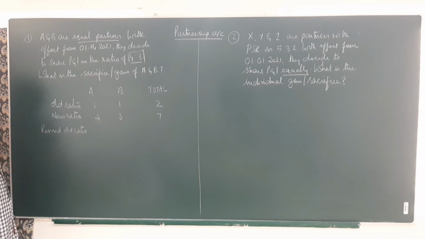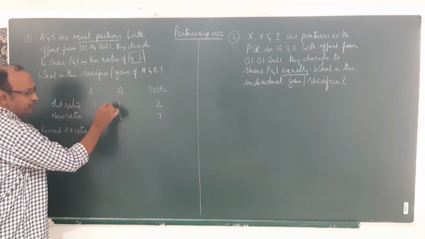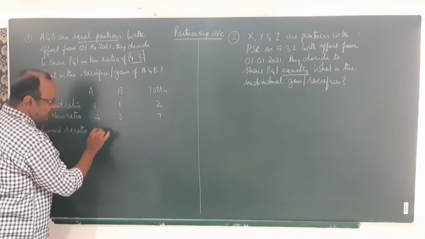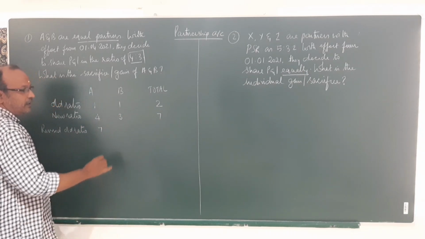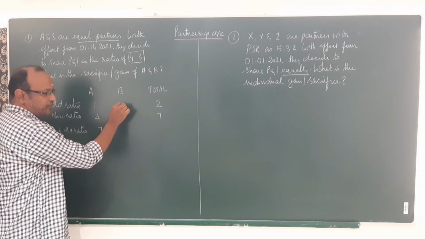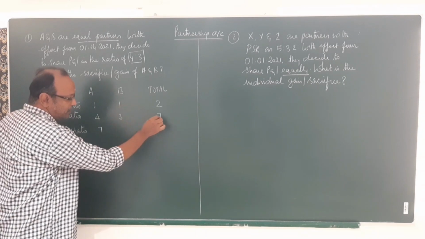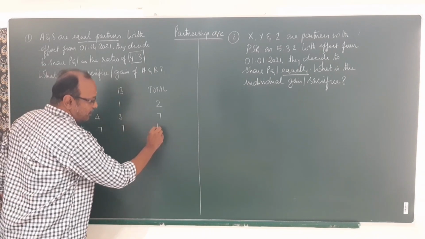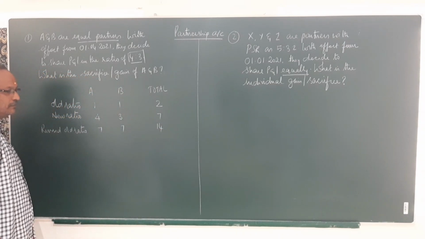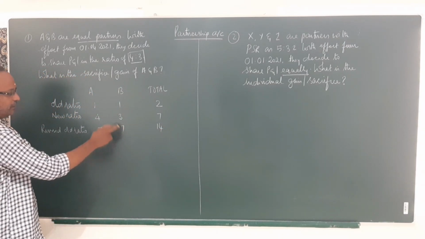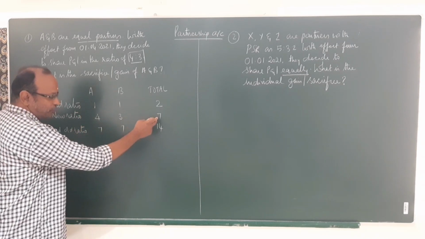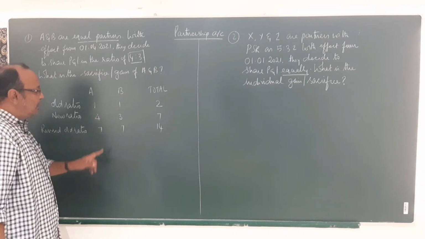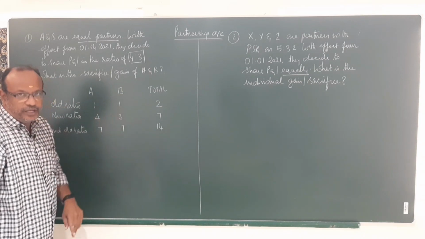Now we take the revised old ratio. What is revised old ratio? Old ratio multiplied by the total of new share. For A, 1 multiplied by 7 is 7. For B, old ratio multiplied by the new total, 1 multiplied by 7 is 7. Now 7 plus 7, the total is 14. Any confusion here? Old ratio multiplied by new total, we get 7 and 7 and the total is 14.